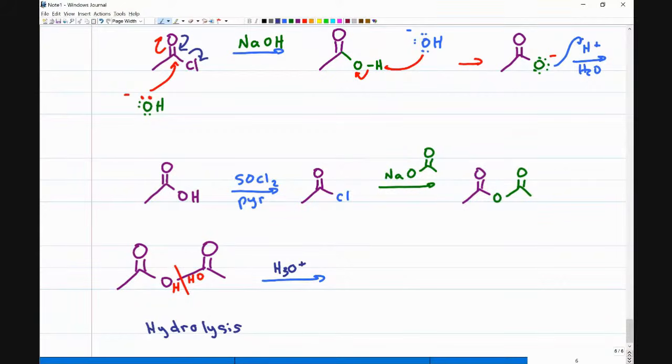Hydrolysis. Using water to break, and look at the pieces. On the left, we had an O, we added an H. On the right, we added an H and an O, and we had this right here, and boom, I got both of my carboxylic acids from the anhydride.